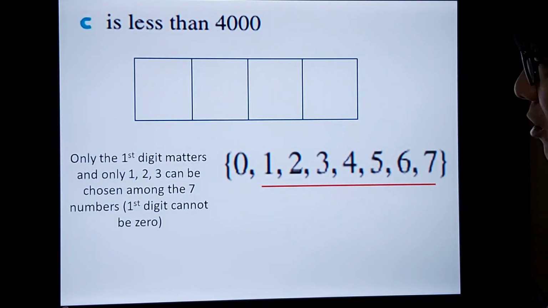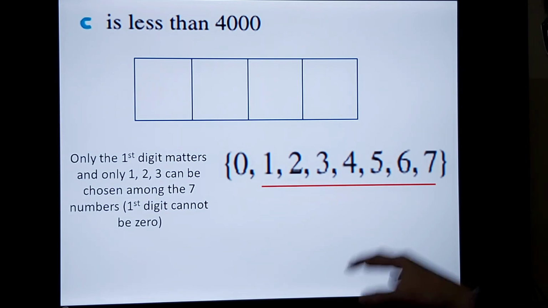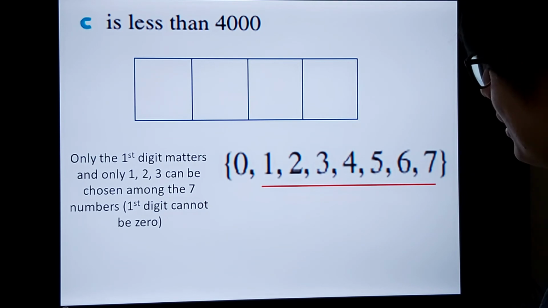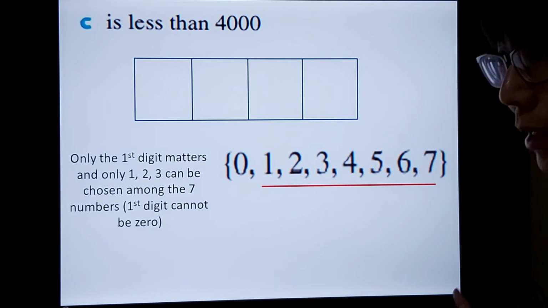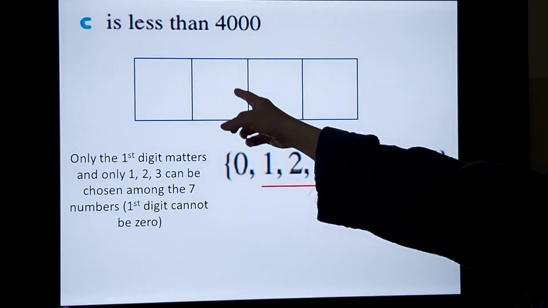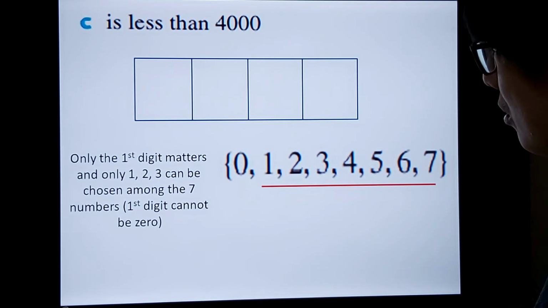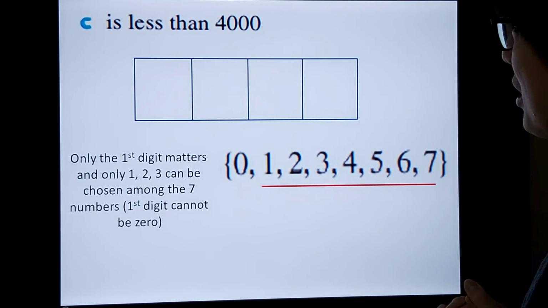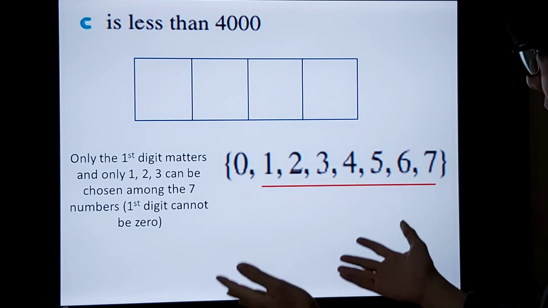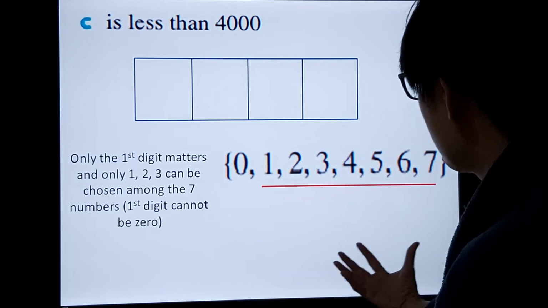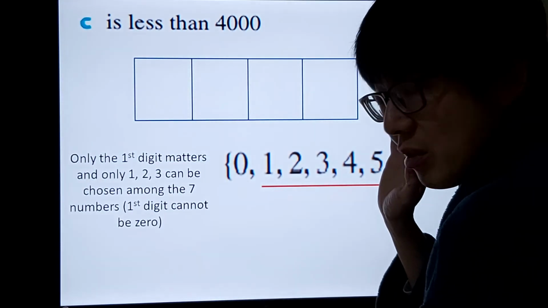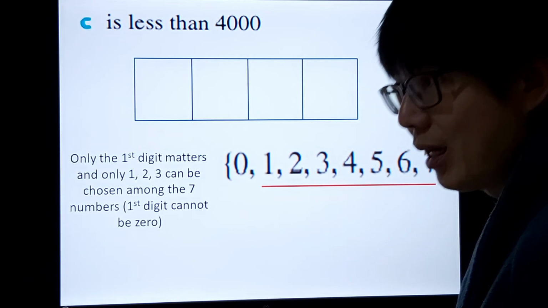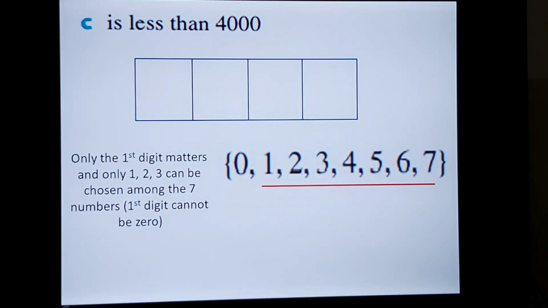Okay, C. C is actually much more straightforward. It asks for the probability that this number is less than 4,000. So only 1 digit matters here. Which digit? The first digit. The rest doesn't matter. So it must be smaller than 4,000, meaning only 1, 2, 3 can be chosen among these 7 numbers, because 0 can't be the first digit. So 3 out of 7, the probability is 3/7.